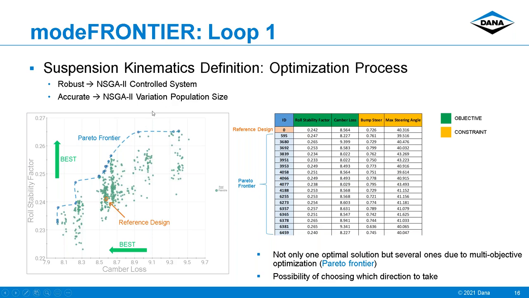The slide shows some results of this optimization. It can be easily seen how the reference solution found by hand before modeFRONTIER turns out to be quite far from the Pareto frontier, which is the set of the optimal solutions. In fact, having more than one objective function, there will not be a single best solution, but several. A solution belongs to the Pareto frontier when it is not possible to improve one feature without worsening another. Because of this, modeFRONTIER then leaves the choice of which direction to take to the user.